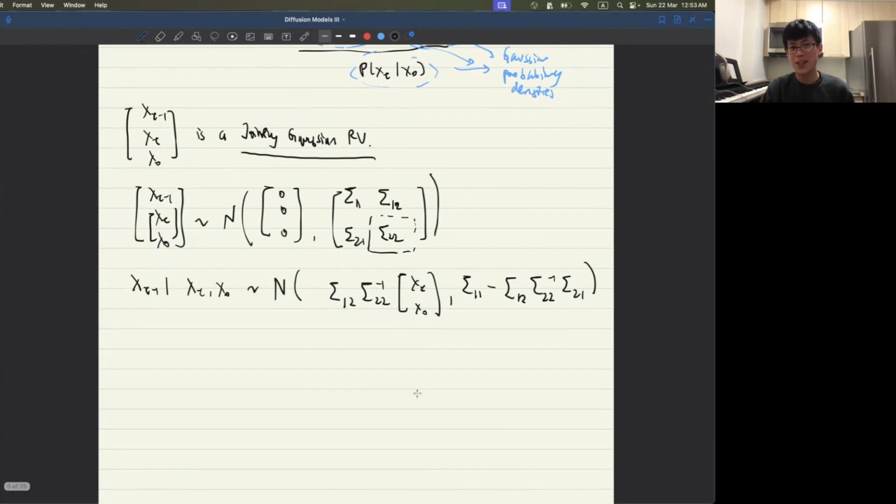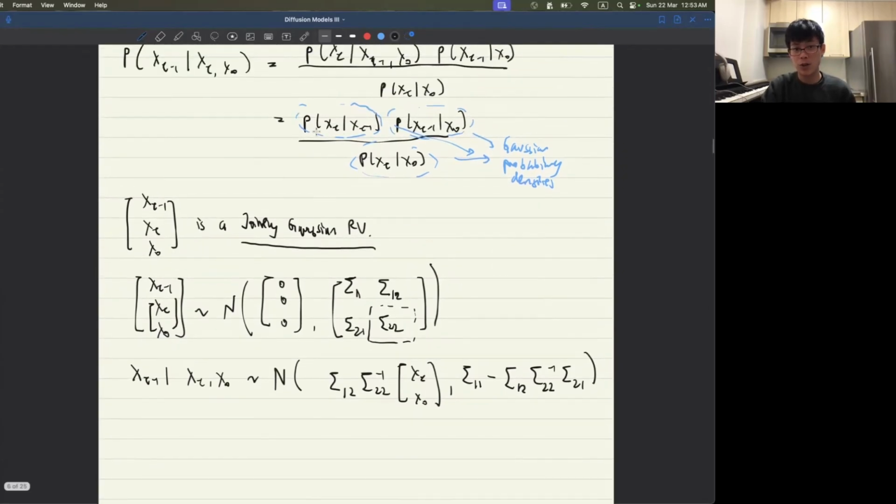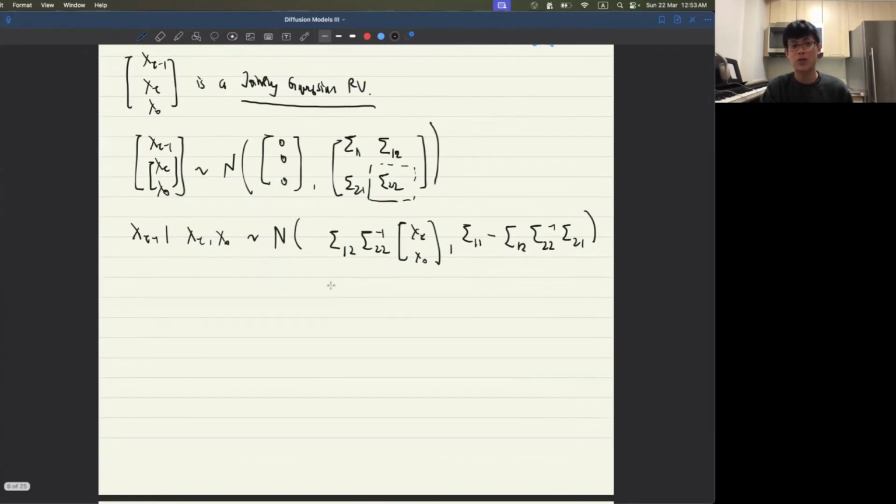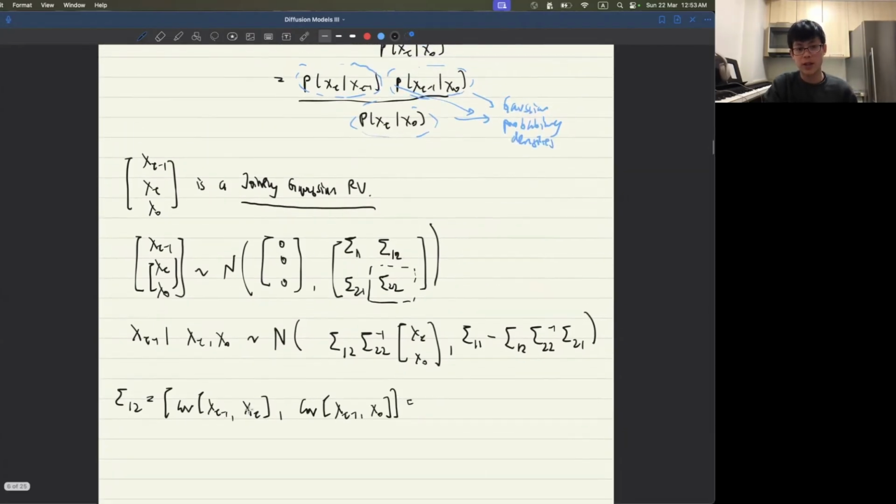So I think the point here is that you can also just do the algebra on top and derive out that xt minus 1 is a Gaussian, but this is really a very clear-cut way to show that xt minus 1 conditional on xt and x0 is a Gaussian. We can just calculate out the sigmas really quickly. Like sigma 1, 2 is really the covariance of xt minus 1 and xt, covariance of xt minus 1 and x0. And what is the covariance of xt minus 1 and xt?